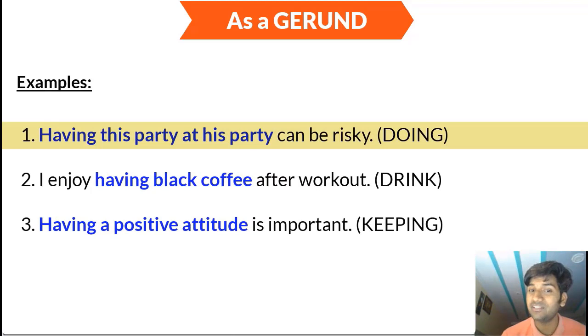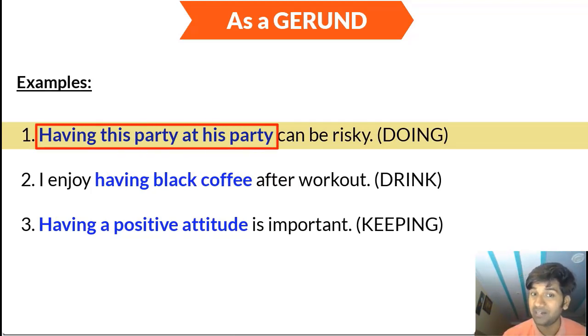Okay, look at these examples. Having this party at his place can be risky. Having this party at his place, this is the subject of the sentence, the gerund phrase starting with the gerund having.